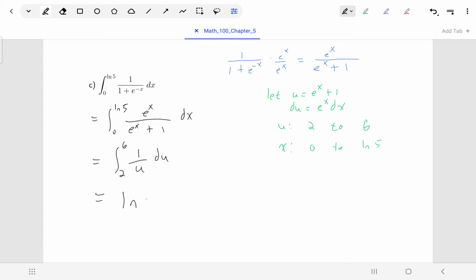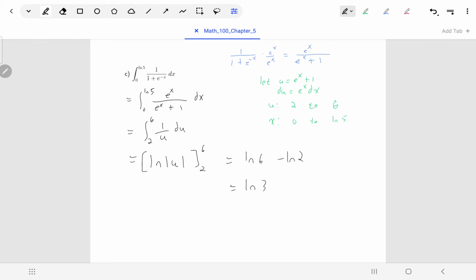And in fact, I can be even lazier here. I don't even really need the absolute values because I'm going to be evaluating between 2 and 6, but it doesn't really make a difference. Either way, I'm going to wind up with natural log of 6 minus natural log of 2, which is natural log of 6 divided by 2, or in other words, natural log of 3. So it turns out that this definite integral is equal to natural log of 3.